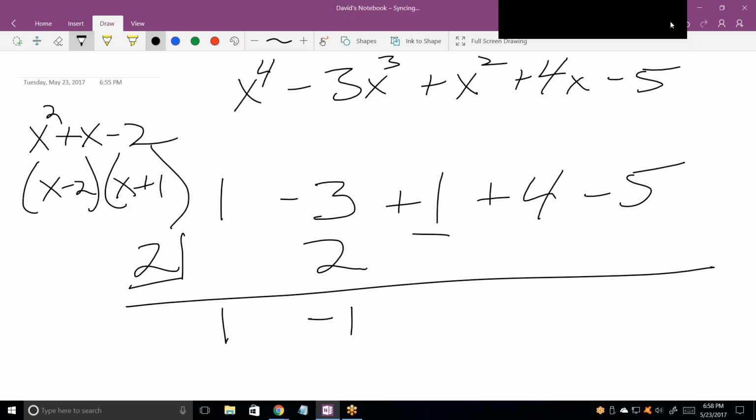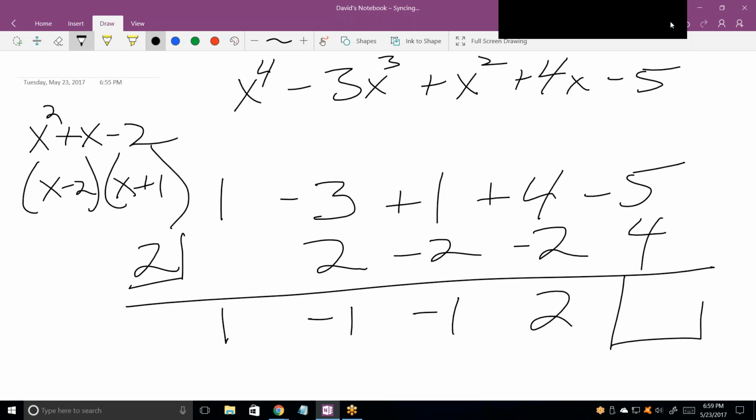Which numbers? This one right there is where I'm at. -2. Okay. Below the line? -1. Up here? -2. Below the line? 2. Above the line? 4. That is not 0. That means this is not a factor of that. This quadratic is not a factor of this quartic.